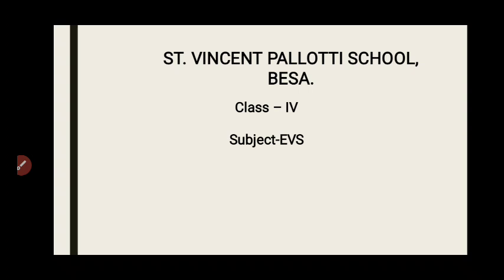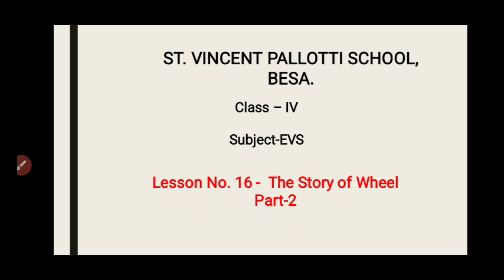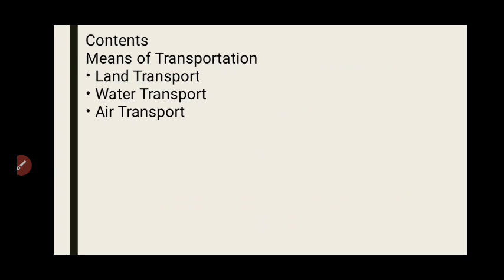Today, we are going to start lesson number 16, The Story of Wheel, part 2. Children, what we had learned in the last part? Invention of wheel and uses of wheel. And today, we are going to see means of transportation: land transport, water transport and air transport.